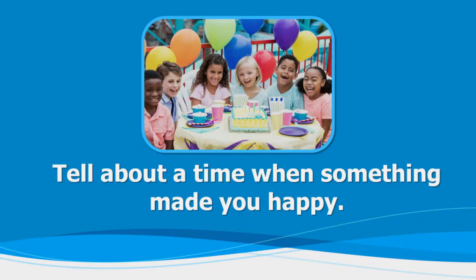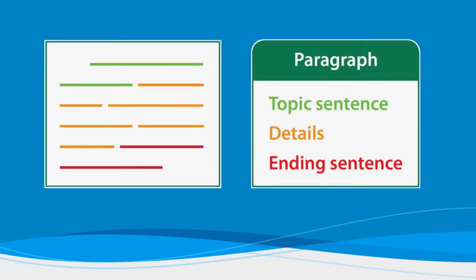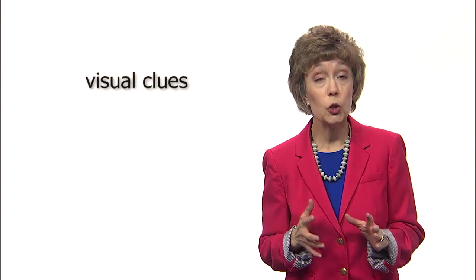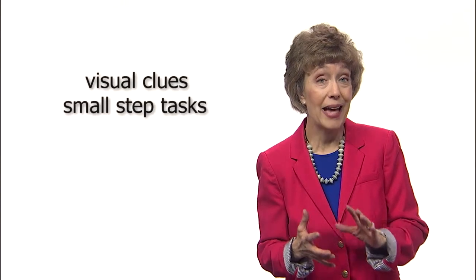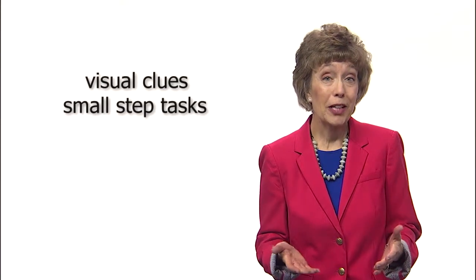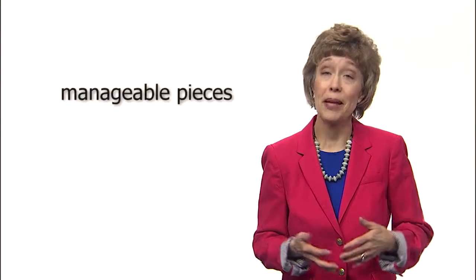Younger students just learning to write paragraphs are helped by using a frame that's color-coded. Green for the topic sentence, orange for details, and red for the ending sentence. Highlighting blank lines in these colors and having your student fill in the missing parts of the color-coded lines provides him with visual clues and small step tasks to complete. And the different colors break up the blank page into manageable pieces.